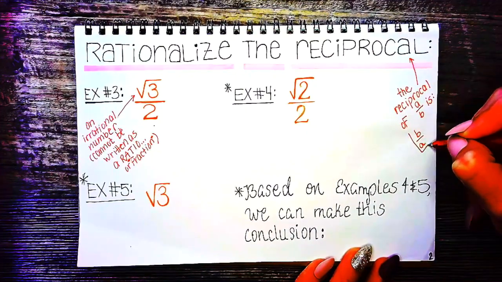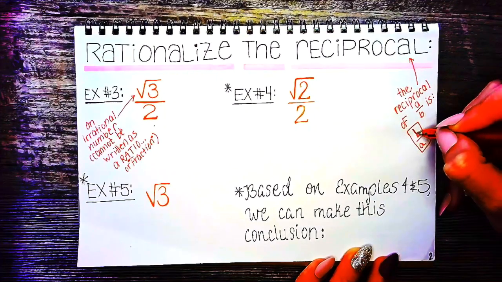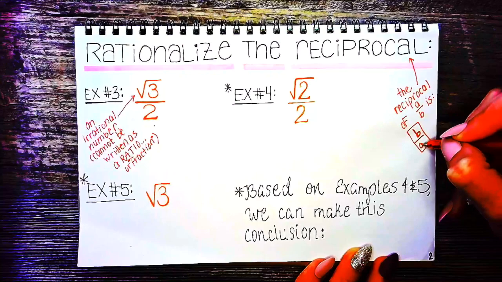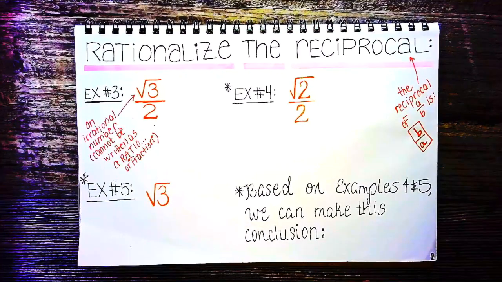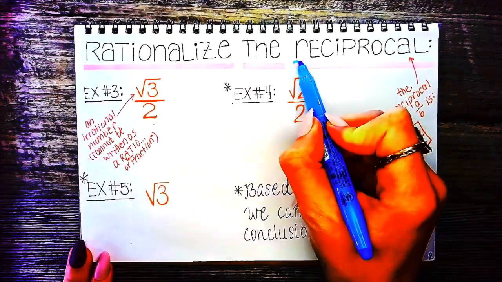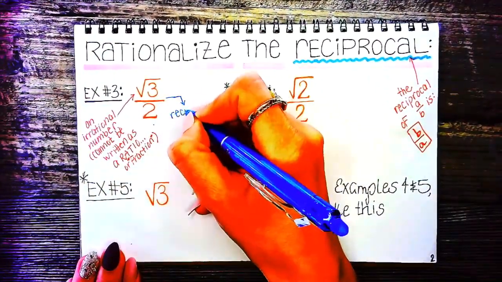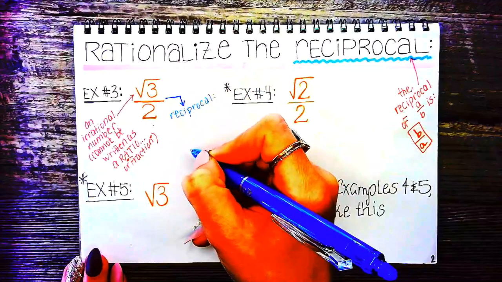The reciprocal of a number, a over b, is b over a. And just remember, reciprocal, refliprocal. You're just going to flip that fraction over. Now it's time to rationalize the reciprocal for example 3. The reciprocal of radical 3 over 2 is 2 over radical 3.